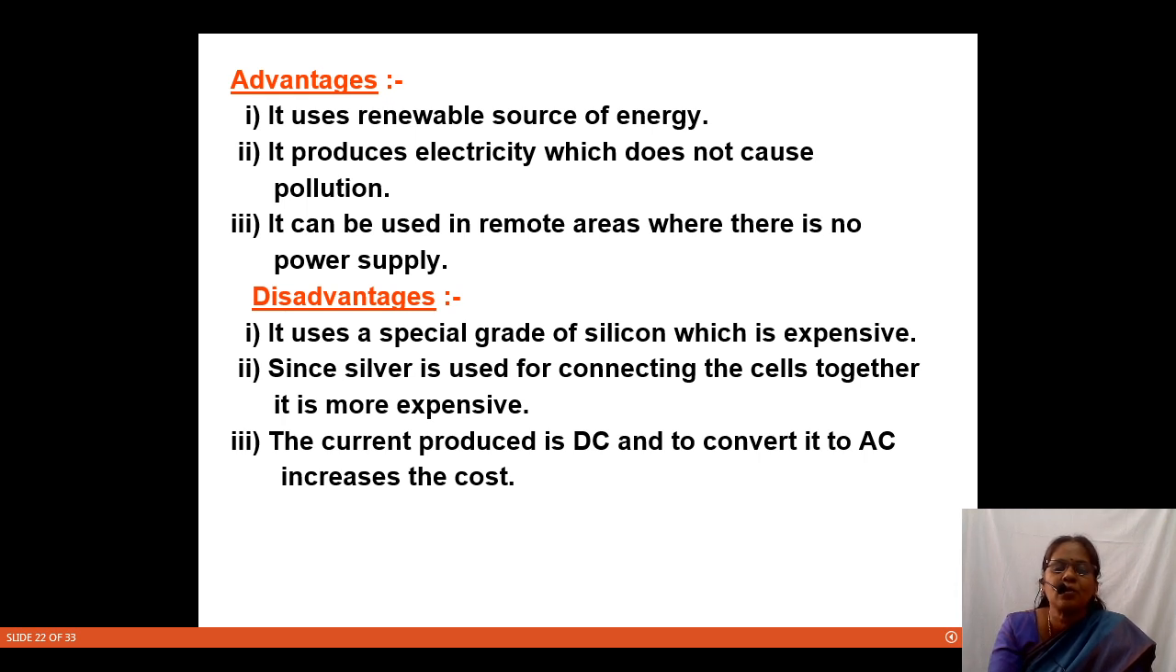The current produced from the solar cell, the solar panel, is DC only. But we cannot operate an electric fan and other things at home with DC. So it should be converted into AC. The conversion of direct current into alternating current is also expensive. So economically it is costly.